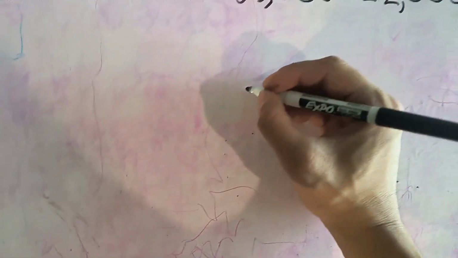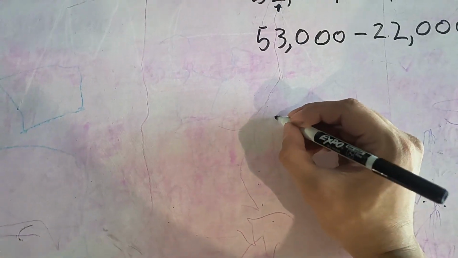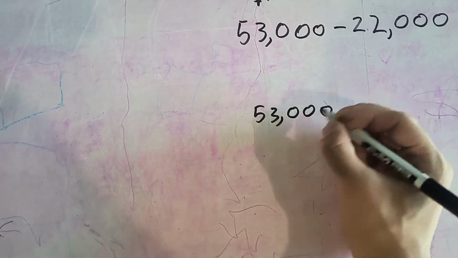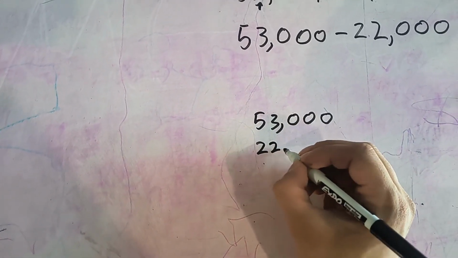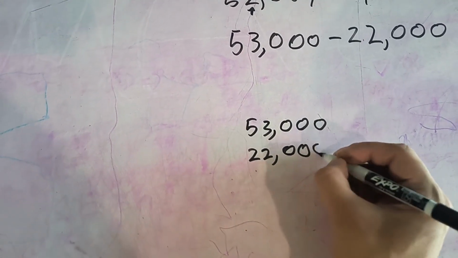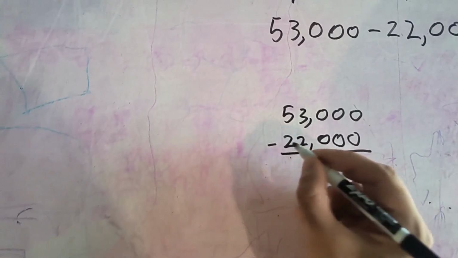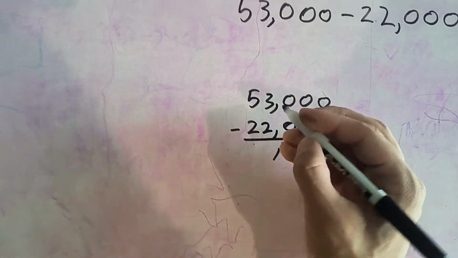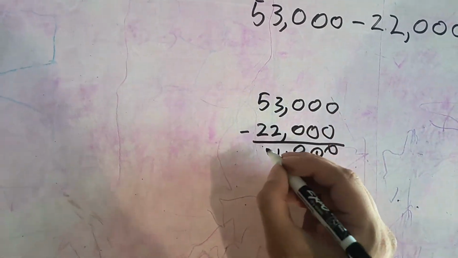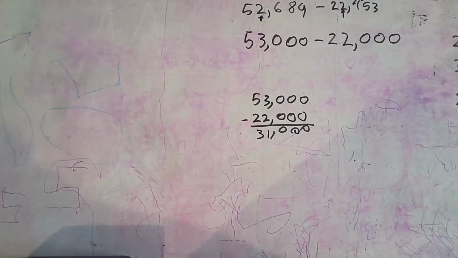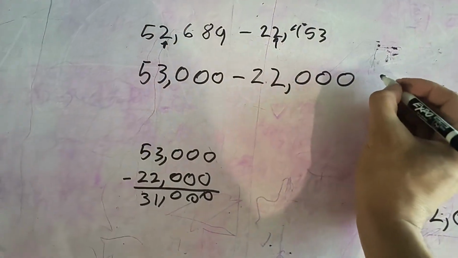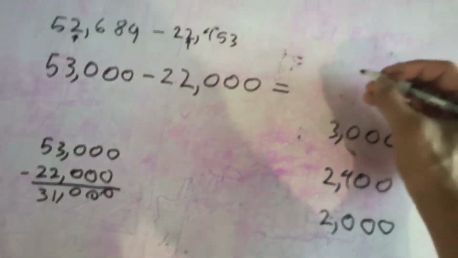And if we do vertical column subtraction, 53,000 minus 22,000. 0 minus 0 is 0, 0, 0. 3 minus 2 is 1. 5 minus 2 is 3. And that would be our estimated amount.